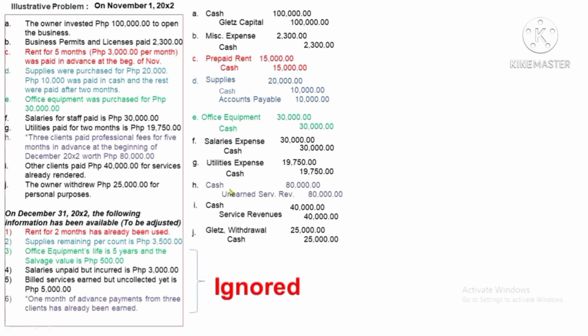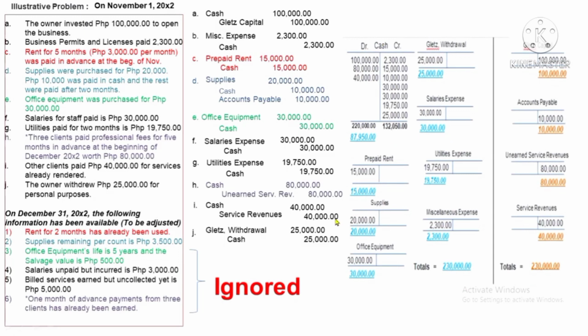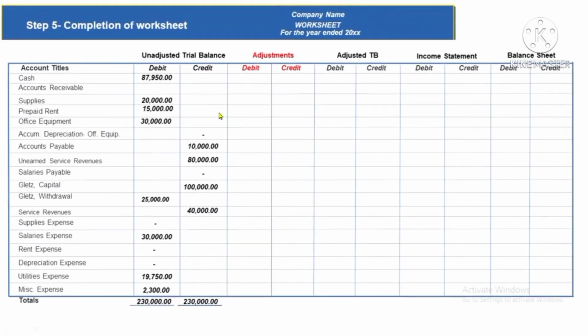On episode 4, these journal entries have been posted to the T accounts or the ledger, and it became like this. Also, on the same episode, the totals of this ledger or T accounts were organized in order to form the unadjusted trial balance, and this is the unadjusted trial balance.